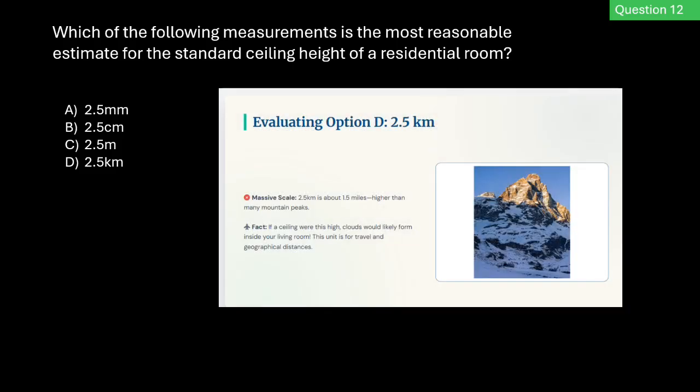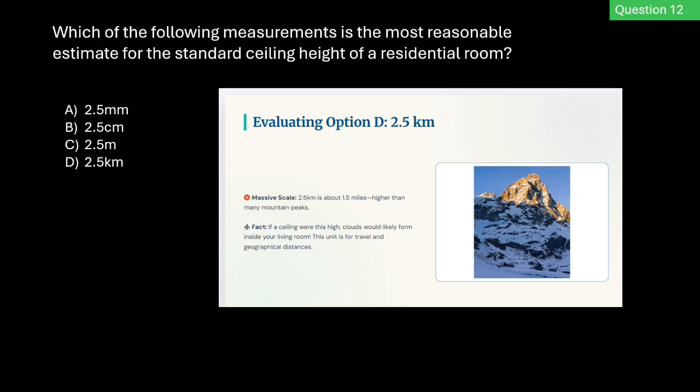2 and 5 tenths of a kilometer. Now this represents a massive scale. Now, just a reminder, 2 and 5 tenths of a kilometer is about 1 and 5 tenths of a mile long, which is actually higher than many mountain peaks. If a ceiling were truly this high, clouds would likely form right inside your living room. This unit is strictly for geographical travel distances.